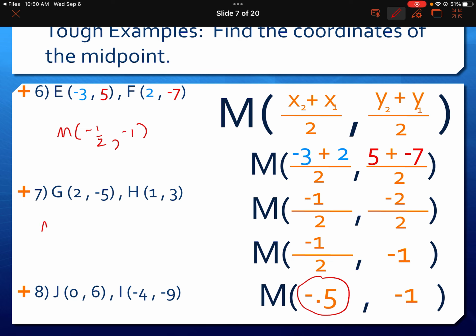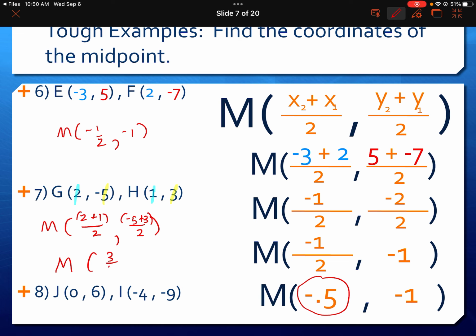Okay, now we're going to do the same thing for number 7. We're going to average our x's, which I'm going to make blue, and we're going to average our y's, which I'll make yellow. We want to do 2 plus 1 divided by 2, and we want to do -5 plus 3 divided by 2. And we want to simplify there.